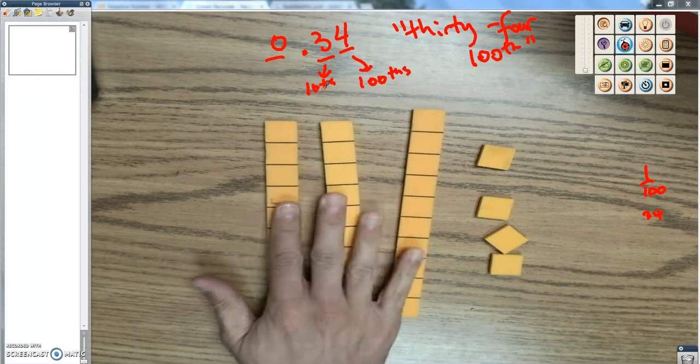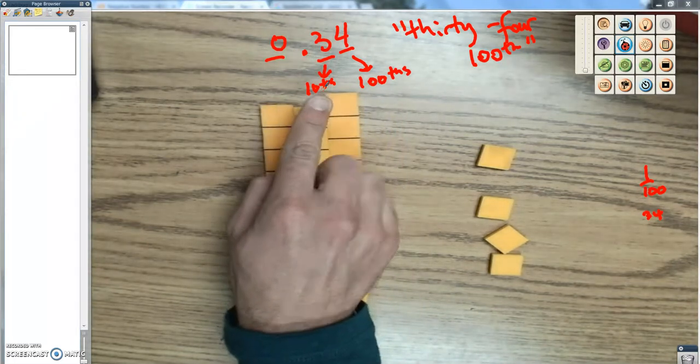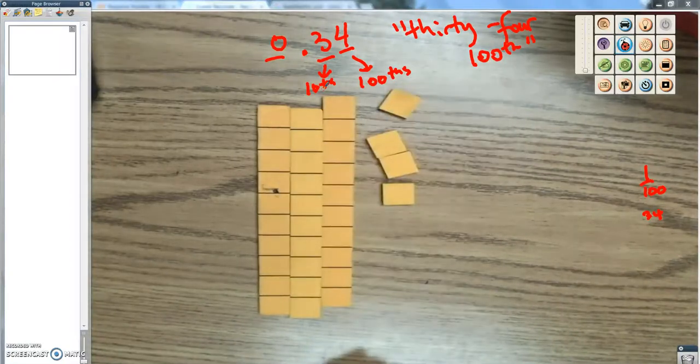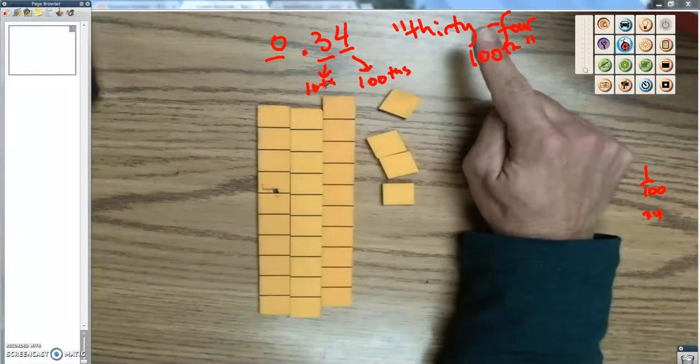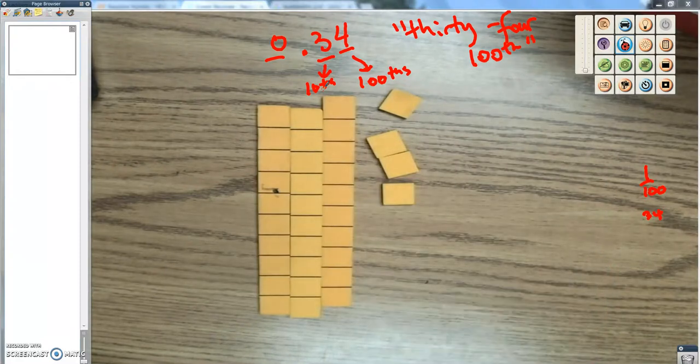Or I can look at this and say it's 3/10ths, 3 of these tenth pieces, and 4 of these hundredth pieces. I can see it either way. Or I can just count 34/100ths and count them all up. So that's how I would do it with the base 10 blocks.